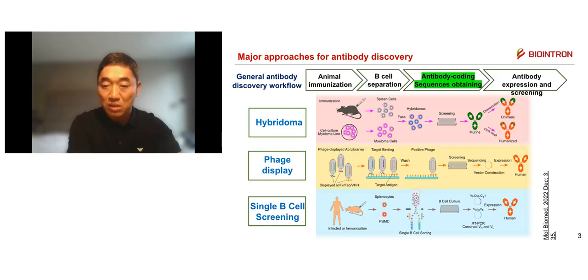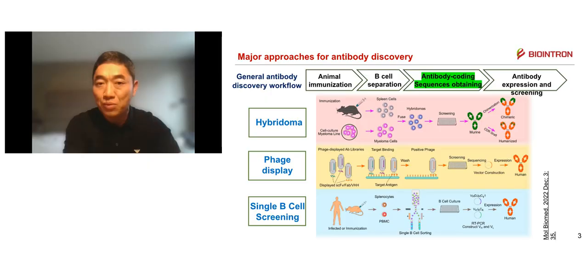First, let's take a quick look at the general antibody discovery workflow. No matter whether it's hybridoma, as shown here, or phage display, or single B-cell screening, which we're going to focus on, they follow a very similar workflow. First, begin with animal immunization, and then you harvest B cells, followed by obtaining the antibody coding sequences. When you get these antibody coding sequences, you can do anything, like antibody production, antibody function screening, and more.